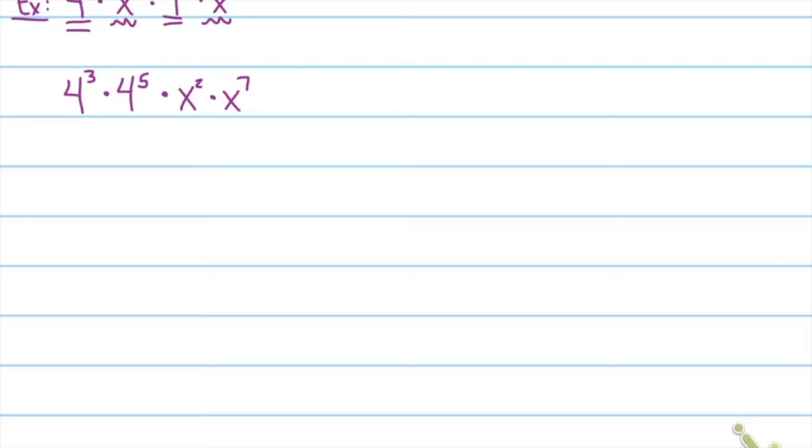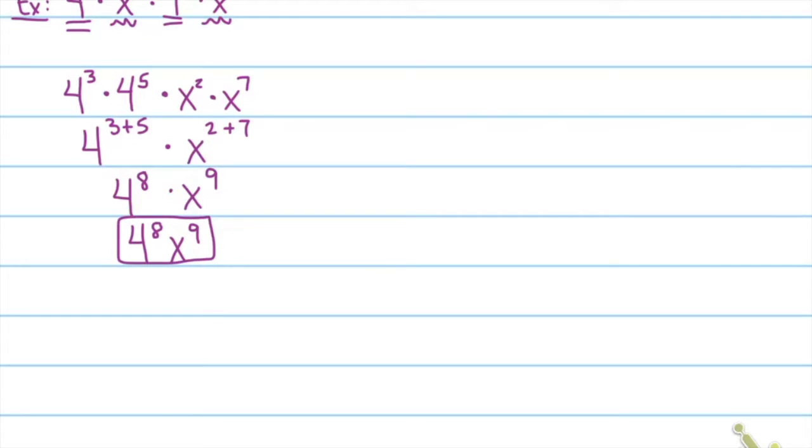The product rule says, okay, I've got 4's raised to a power, so I can add those exponents together. I've got x's raised to a power, so I can put those x's together. So what we started with is the same thing as saying 4 to the 8th times x to the 9th. Your final answer, you just need to drop that multiplication symbol between.